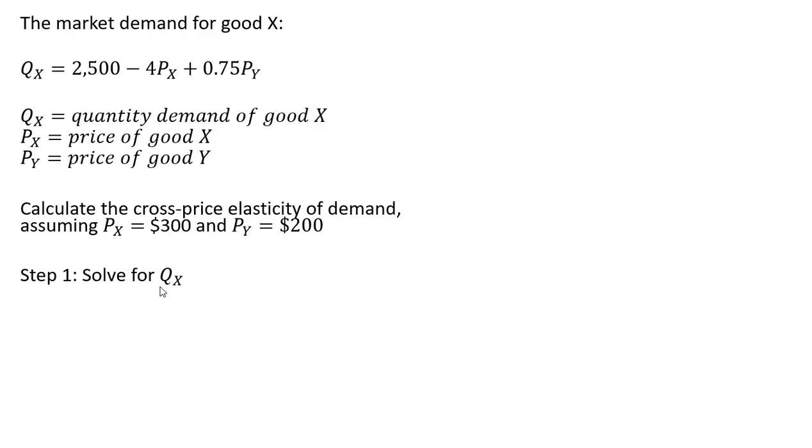So step one, we want to solve for the quantity demanded of good X at these values. So take this demand equation and plug in $300 for the price of good X and $200 for the price of good Y, and then just simplify it. And doing that, we get a value for Q of 1,450 units.